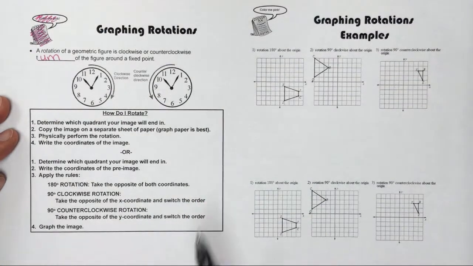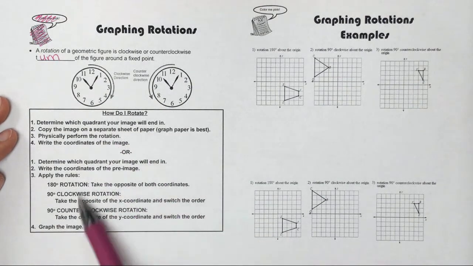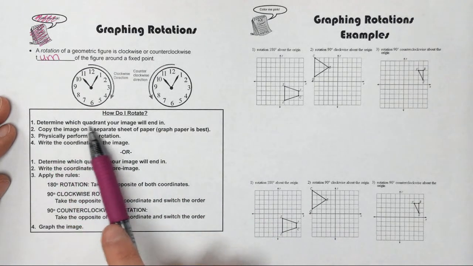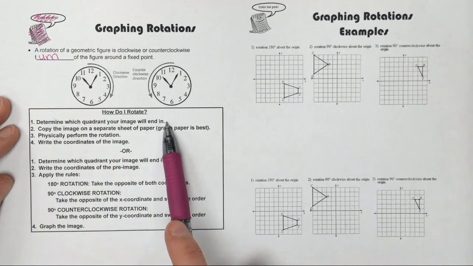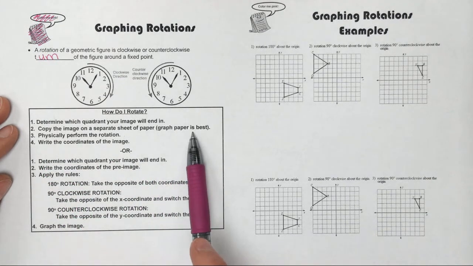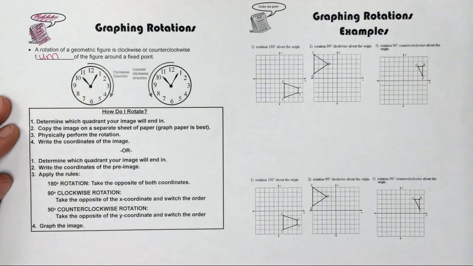Okay, two ways to graph rotations. The first way is kind of using pictures, and the second way is more algebraic with some rules. Okay, how do I rotate? Step one would be to always determine which quadrant your image will end in. That's your prediction. It's always a good idea to make a prediction before you start. Copy the image on a separate sheet of paper. Graph paper is the best. If you don't have graph paper at your house, you can go to Google and type in graph paper PDF, and it'll bring up several choices, and you can print off a sheet of free graph paper that way.